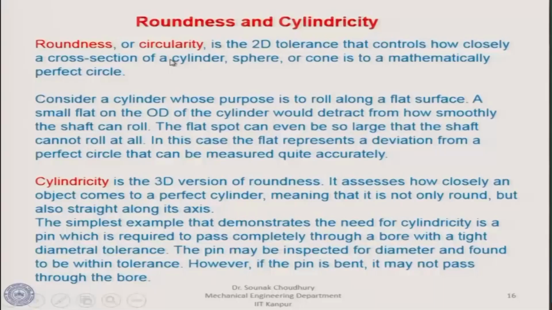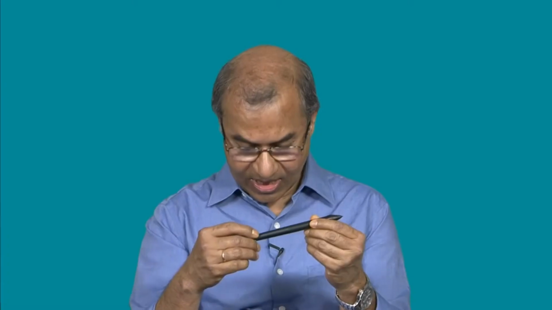Now, here we are saying the circularity or roundness is the two dimensional tolerance that says how closely a cross section of a cylinder, let us say if this is a cylindrical part, conforms. So, at any point here we have to see how much it is deviating from the perfect mathematically given circle, that is what the roundness is.